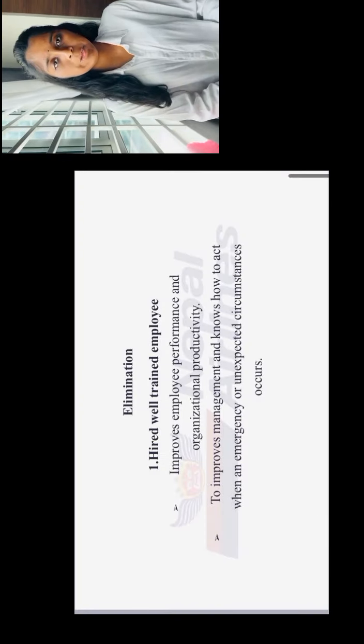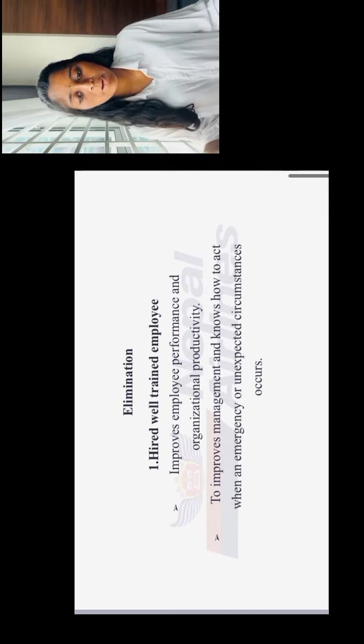Now I'm going to talk about how to reduce the risk, which was stated by Shahira just now. So there are 5 ways to control risk based on the control risk triangle. The first one is elimination. Elimination is defined as physically removing the hazard. For example, in Nepal Airlines, they should only hire well-trained employees. A well-trained employee will increase employee performance and organizational productivity.